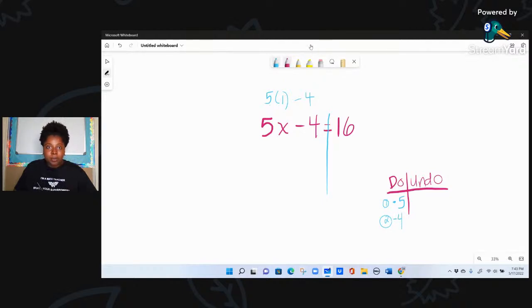Okay, let me know if you're still with me. So this is what happens to x, no matter what number x is. It could be a 2, it could be a 4. No matter what number I put for x, we're always multiplying it by 5 and then subtracting 4. Let me know if you get that part.